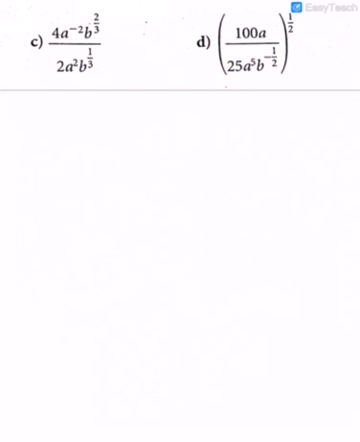Let's try one that gets a little more complicated here. Let's look at C. So here we have 4a to the power of negative 2, b to the power of 2/3, divided by 2a squared b to the power of 1/3. So here we're dividing. Dividing means we have to subtract the exponents. We also have to divide our front numbers. So I'm going to divide the 4 by the 2 to just be left with 2, or 2 over 1 if you'd like to do that.